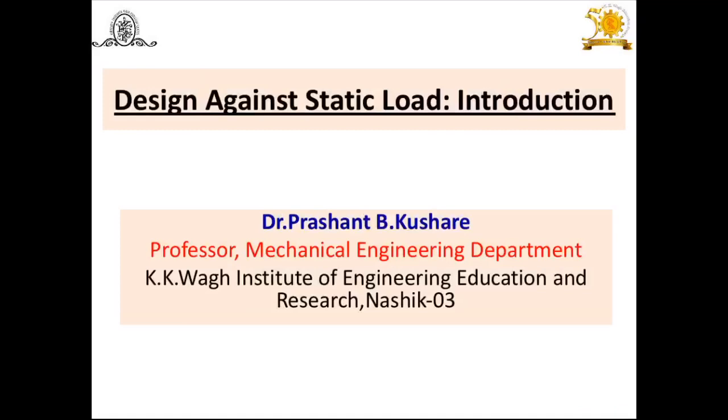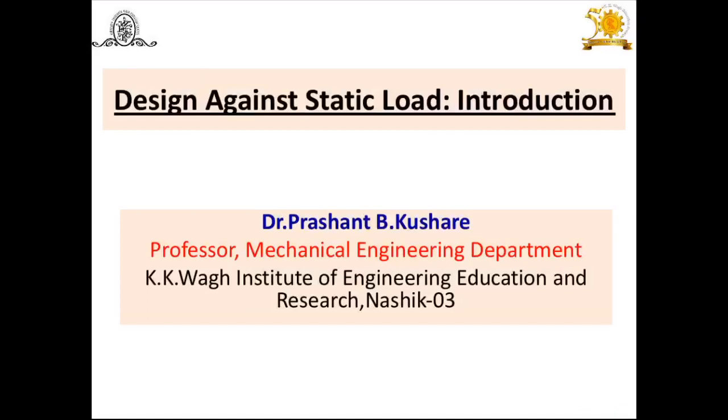In design of machine elements, there are 6 units. First one is the design against static load. Second one is the design of shaft and coupling. Third one is the design against fluctuating load conditions. Fourth one is the power screw. Fifth one is the bolted and welded joint, and sixth one is the spring design.